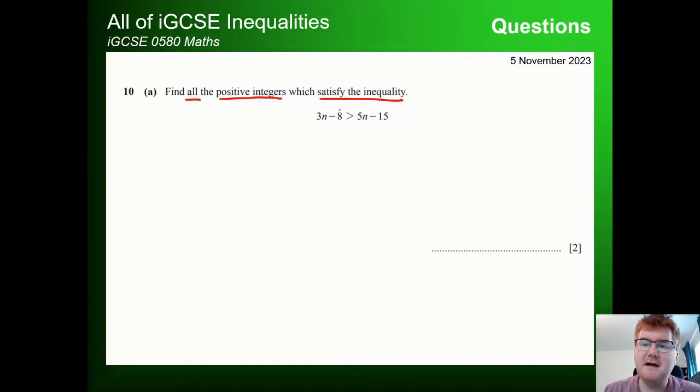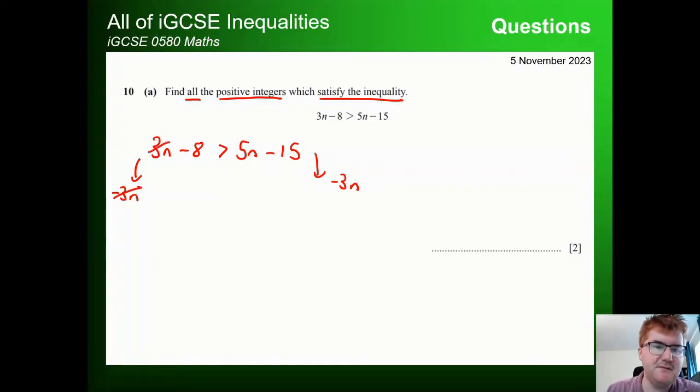Okay, what do we have the fewest amount of n's in this case? Well, that's going to be the 3n here, because 3n is smaller than 5n. What's the opposite of adding 3n? Minusing 3n from both sides. This cancels, giving us just minus 8. Greater than 5n minus 3n is 2n, and then minus 15.